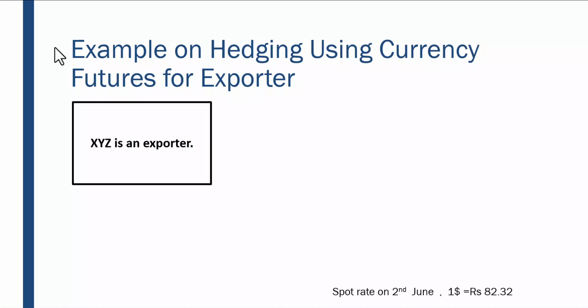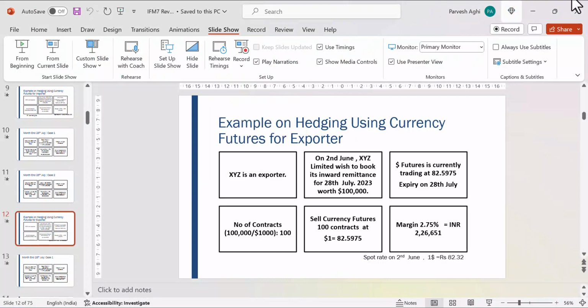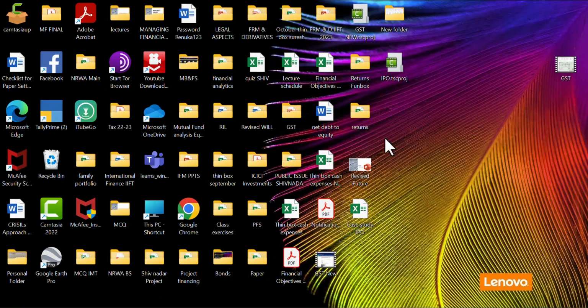Now, suppose you are an exporter. As an exporter, you are long on dollars because you're going to get dollars after a month, 2 months, 3 months. So you will take a short position, which means you're going to sell dollars. As an importer, you bought dollars; as an exporter, you're going to sell dollars. Sorry, I just updated the slide.